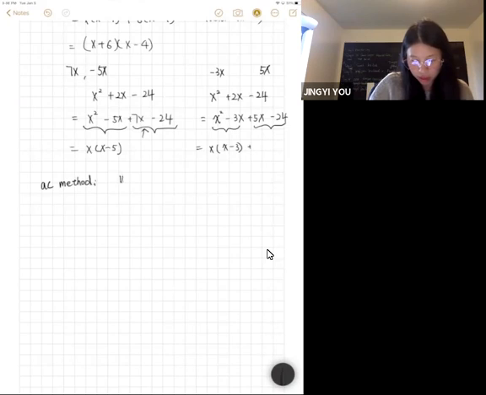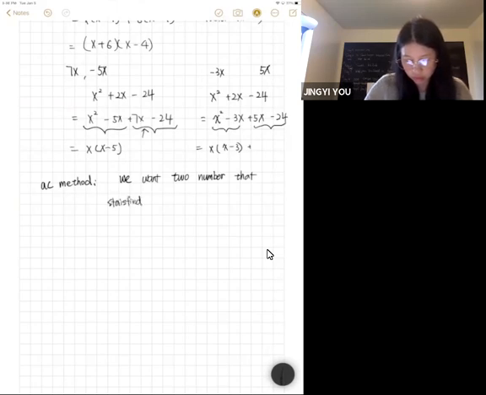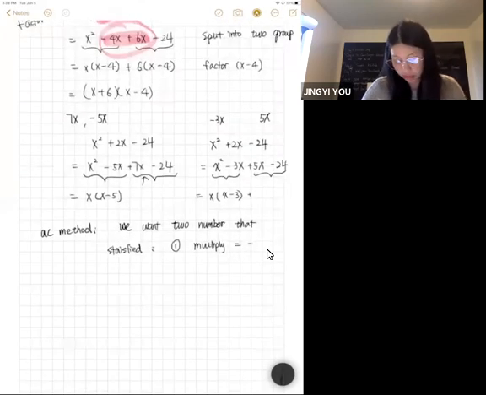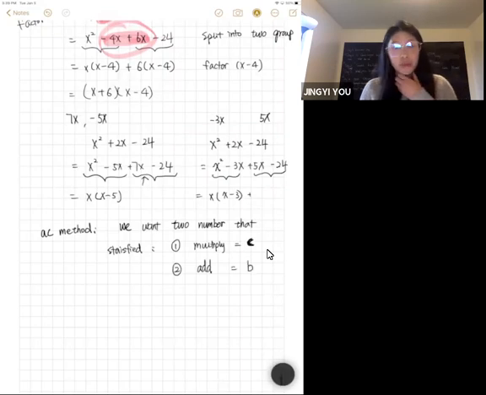So the AC method means we want two numbers that satisfy these two conditions. One, when these two numbers, let's say these two numbers are something that we're looking for, multiply together, it equals our C. And the second part, when we add them together, it's equal to our B.